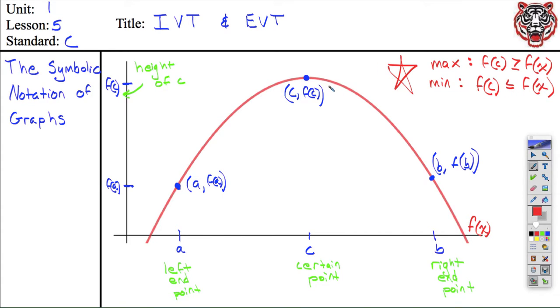All right, let's go on to our next slide. Making sure that we have all that written down. And here we go. Okay, I want to talk about types of intervals.